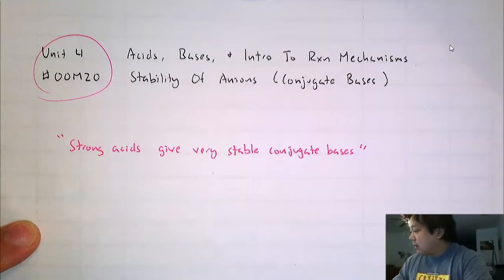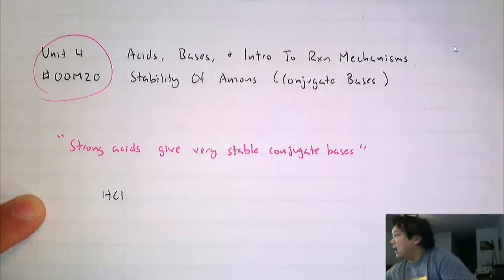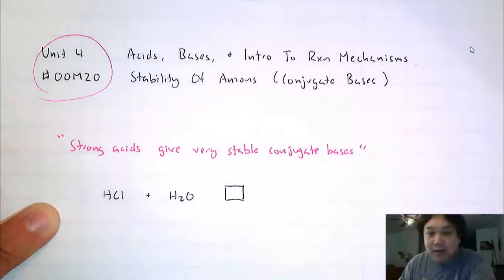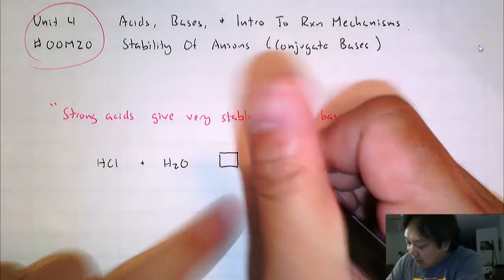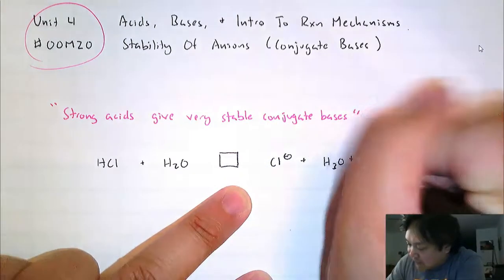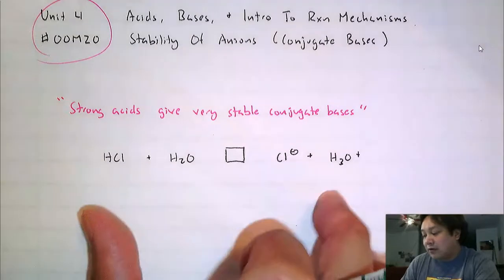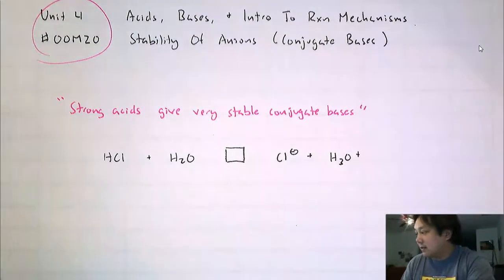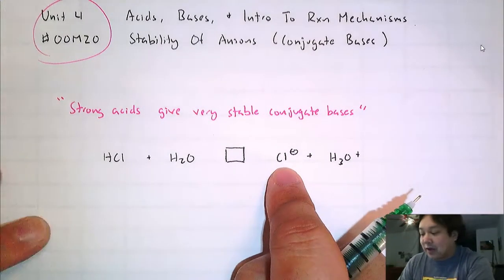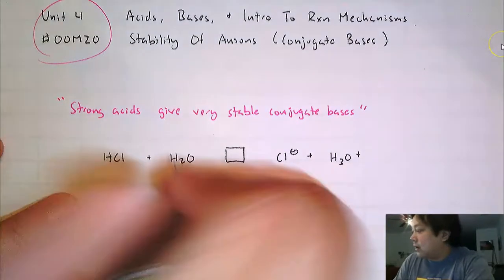Let's give an example. If we have HCl, a hydrochloric acid, and we mix it with water, we get an equilibrium, and we get a proton transfer. We have, let's say, Cl minus plus H3O plus. If you know your pKa's very well, you can show the pKa's of the two acids. Or if you know for a fact that this anion is very stable, then you could predict that the equilibrium does favor the products. But for now let's look at the pKa's.